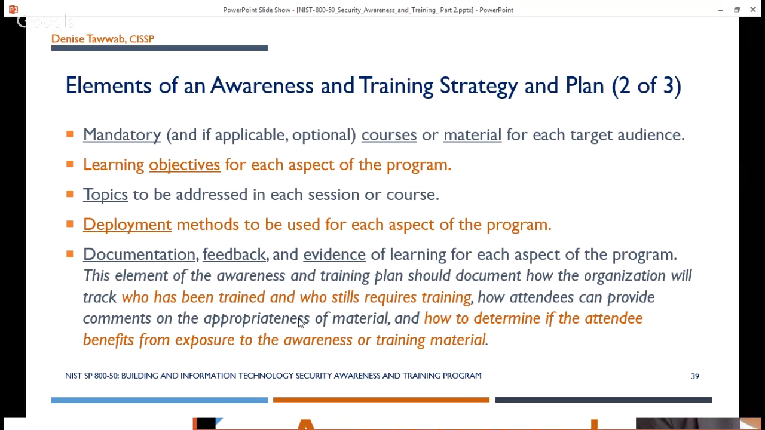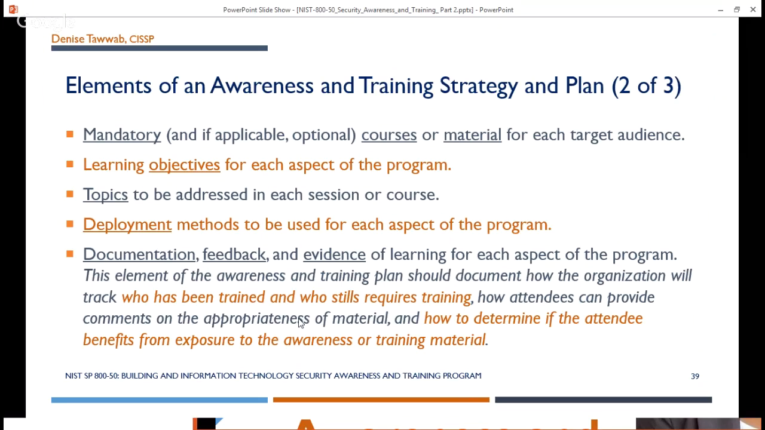You want to look at the learning objectives for each aspect of the program that should be included in your training strategy and plan. You want to include the topics to be covered in each session or course. You want to include deployment methods to be used for each aspect of the program. You want to include documentation, feedback, and evidence of learning for each part of the program.